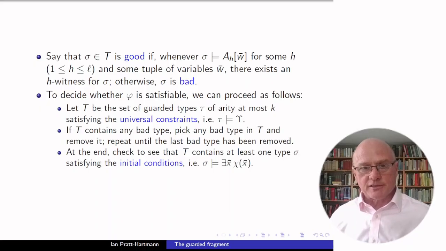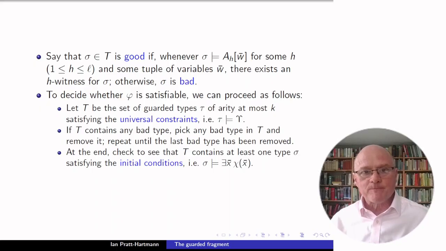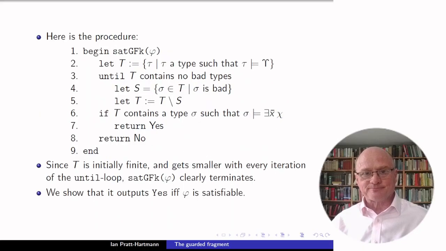At the end of that process, and since T is finite, there must be an end to that process, T will be a smaller collection of types, and we just check to see that at least one type, sigma in T, satisfies the initial conditions. In other words, sigma makes the sentence, there exists x bar chi of x bar, true. These initial conditions, remember, come from the formula phi, which we're checking.